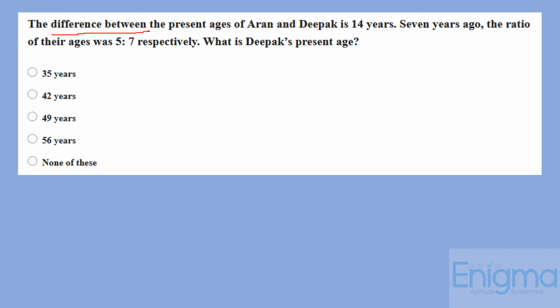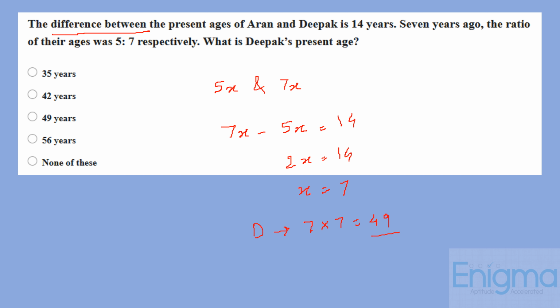Okay. So 7 years ago the ratio is 5:7. So let's assume their ages as 5x and 7x. So their difference is also 14. So we can form the equation as 7x minus 5x is equal to 14, which gives us 2x equal to 14 and x equal to 7. That means Deepak's age 7 years ago was 7 into 7, that is 49. Now the question asked is present age. Now 49 was 7 years ago, so therefore present age will be 49 plus 7, that is 56. So that's our answer.